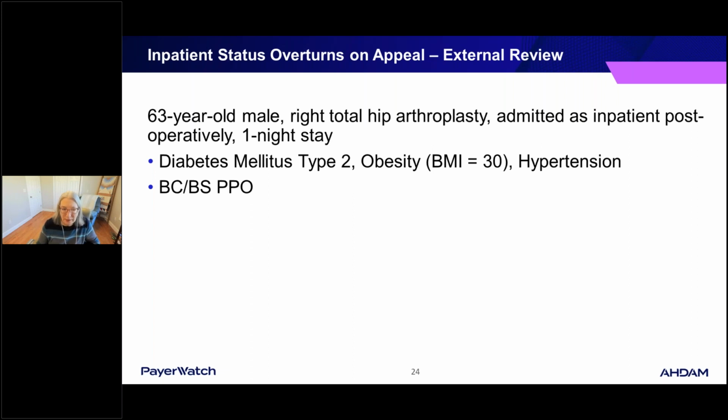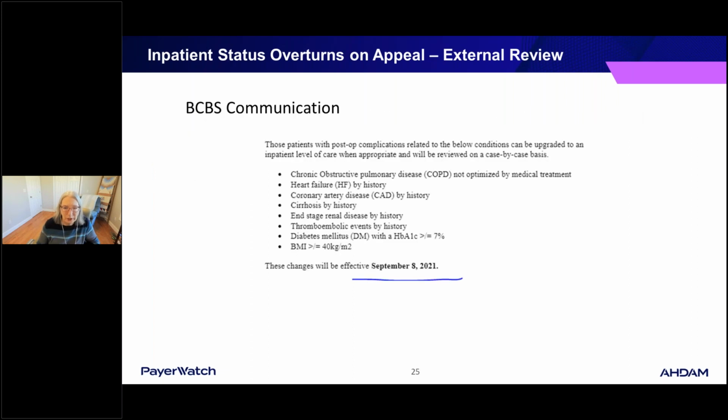To me, it was actually a fairly weak case, and I was very surprised that it got overturned at external review. But I just wanted to give it as an example of, if you're not going to external review, why aren't you? Because you may typically have a better chance of getting overturned than you do with the payer themselves.